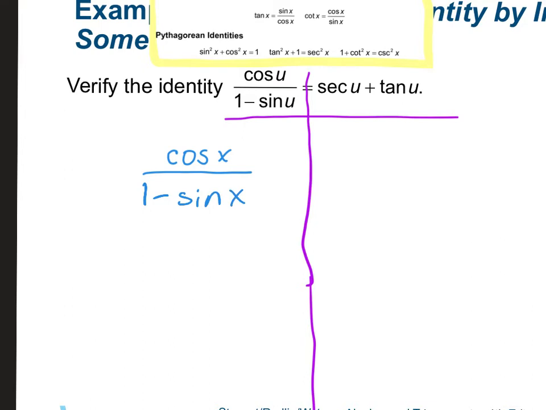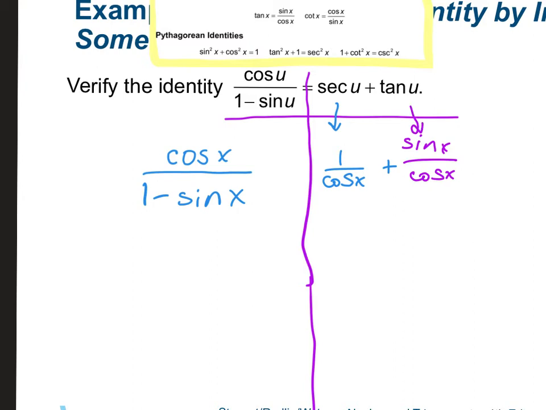Now on the right-hand side, use your identities. What can you change secant into? Good. See, you're already starting to see stuff. 1 over cosine of x plus, what can I change tangent into? Sine x over cosine of x. Perfect.